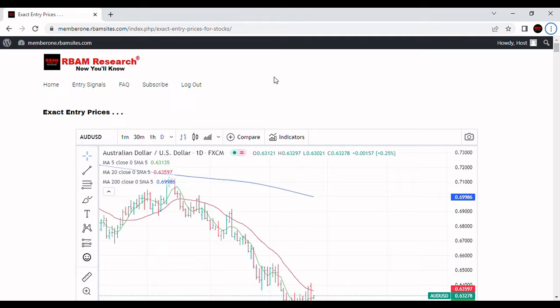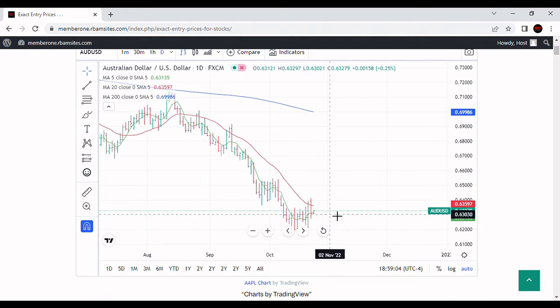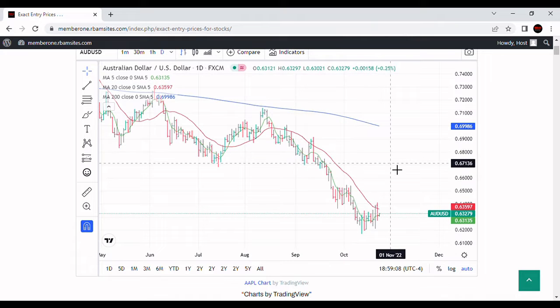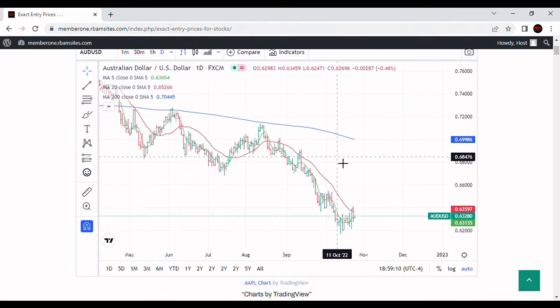We're going to do a brief video on AUDUSD technical analysis. That's the Australian dollar against the US dollar. We've got a daily chart here for you with a 5-day moving average in green, a 20-day moving average in red, and a 200-day moving average in blue. Very interesting what's going on with the currencies. A lot of them look like they're putting in bottoms, and this one's no different.